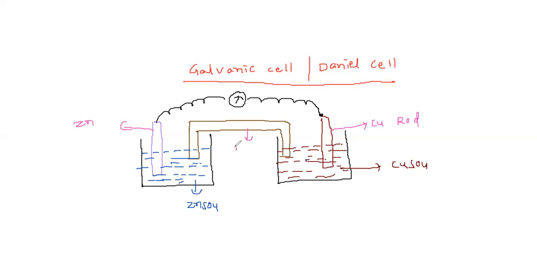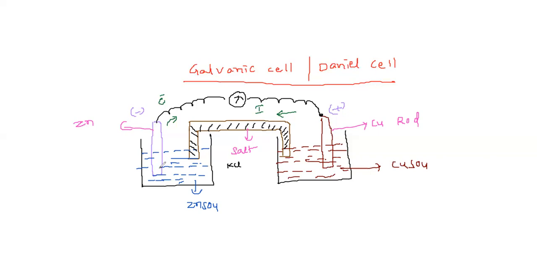Then this one is a salt bridge. A salt bridge is always made up of KCl solution or agar AgNO3. This is a salt bridge, KCl solution. The left side terminal always acts as the anode. This is the negative terminal. This one is the positive terminal. Electrons move from left to right, whereas current passes from right to left, always in the opposite direction.